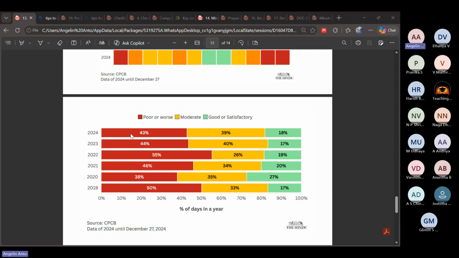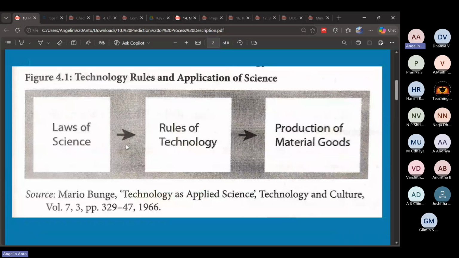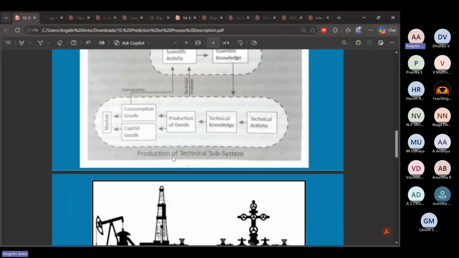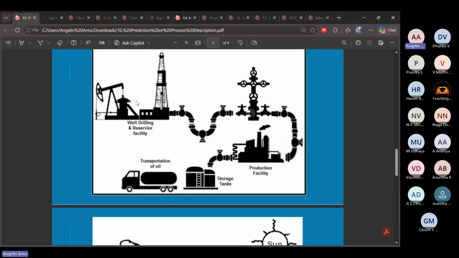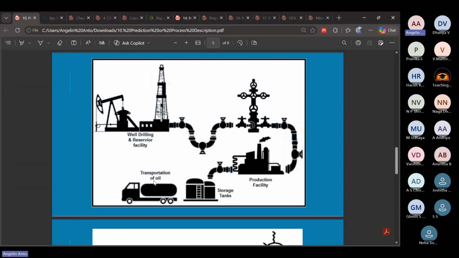Next, we have process description. Essentially you'll be given certain steps like this. Not this, that's a bad example. You'll maybe be given a couple of steps like this. There's a technical activity, knowledge, processing, and then goods, or something like this. So you have the drilling and then processing, production, storage, transportation. Like this, you'll be given bullet points and maybe a diagram of all the steps involved in a process. Your job is to describe these steps, step by step, in the correct chronological order.